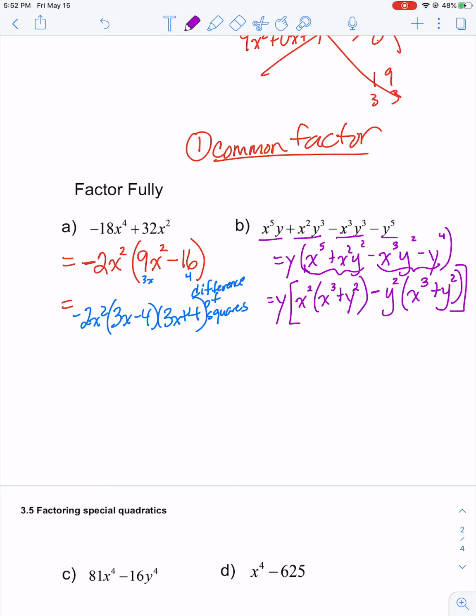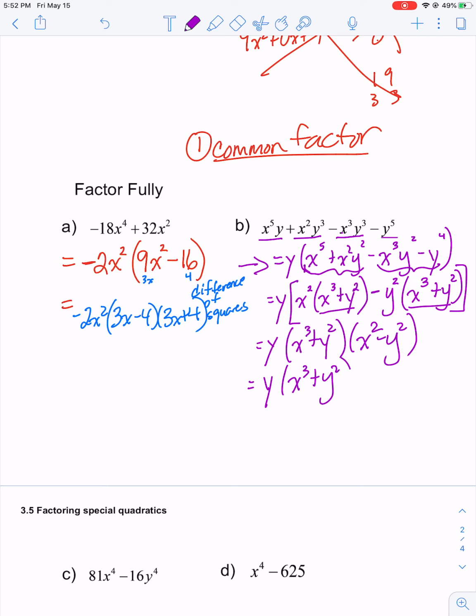Okay, so factoring by grouping worked. And you know it works when these two brackets have the same thing in them. If they don't have the same thing in them, then factoring by grouping doesn't work, and you can't go any further than what we had in this line here. So now I've got x cubed plus y squared, and then I've got x squared minus y squared. Well, the x cubed plus y squared won't do anything. Number one, it's addition, and number two, they have no common factor. There's nothing there, so that's just going to be a y times x cubed plus y squared.